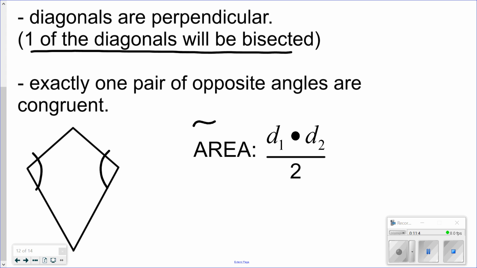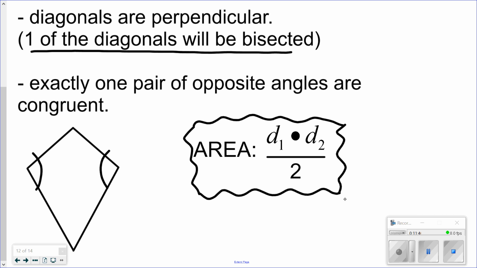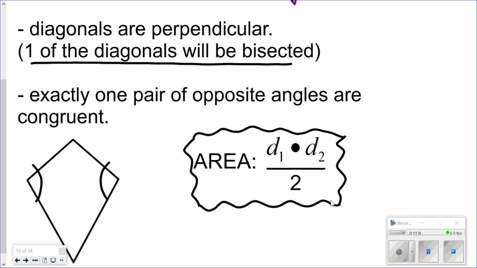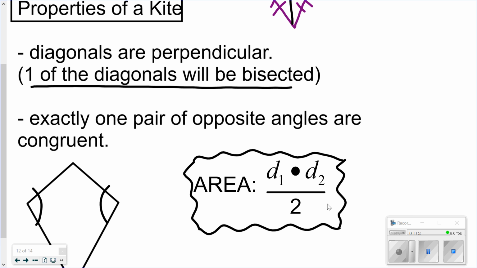Now I do have a little formula here about area. You don't need to memorize this. You don't really need to know it. But if we're trying to find the area of a kite, we're going to take the lengths of the two diagonals, multiply them together, and then divide by 2.